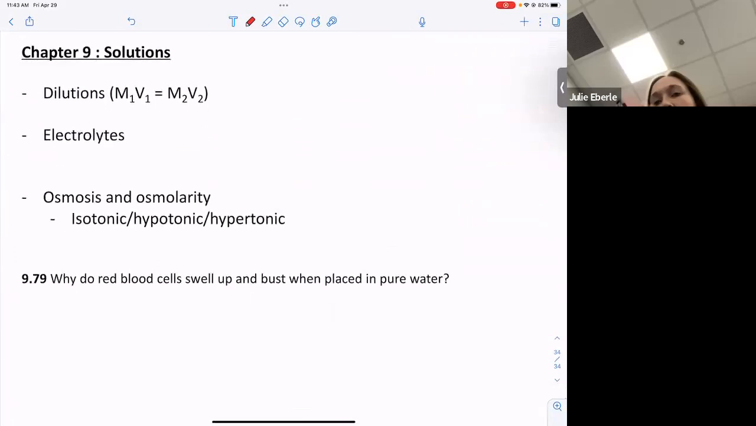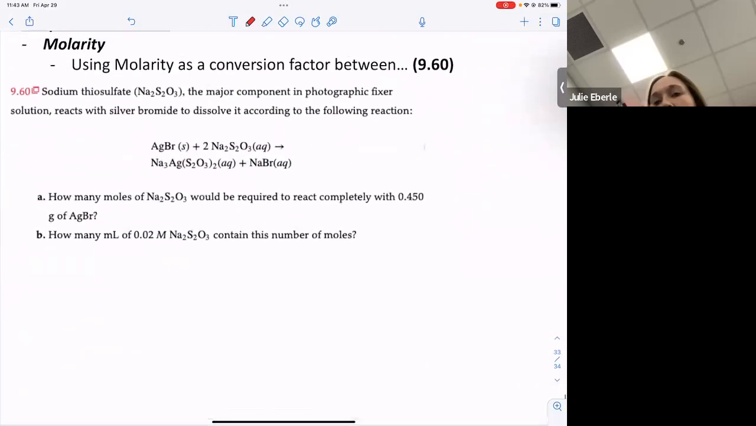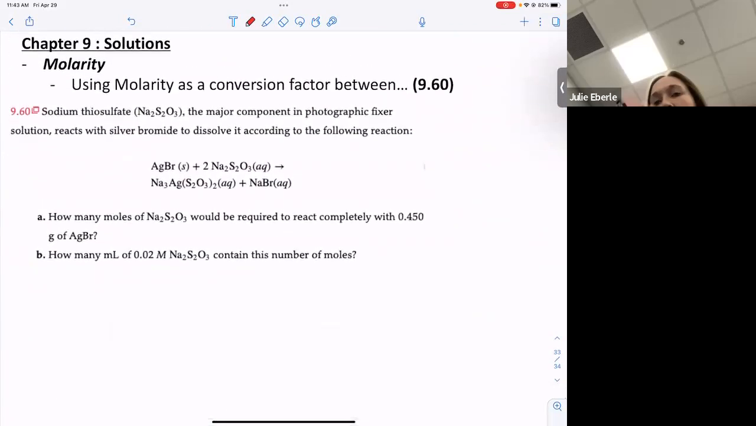Okay, I think we just have 2 slides left and that's it. So the next big topic in chapter 9 was using molarity as a conversion factor. Problem 9.6 is a great example of this. This is very similar to the 3-part problems we did in chapter 6, where you're given a volume. And this is how you work a titration problem too. You're given a volume, you convert that volume to liters, then you use the molarity to convert liters to moles.